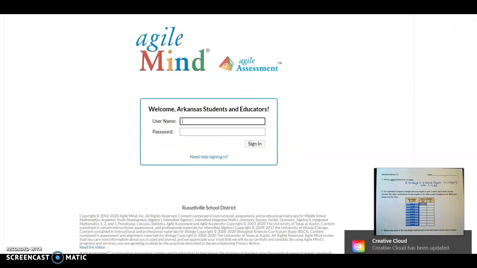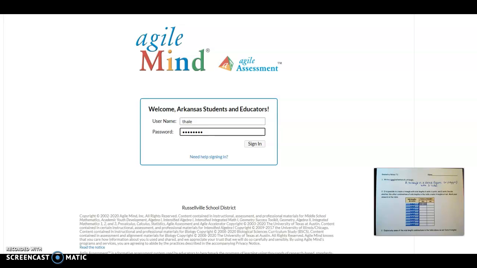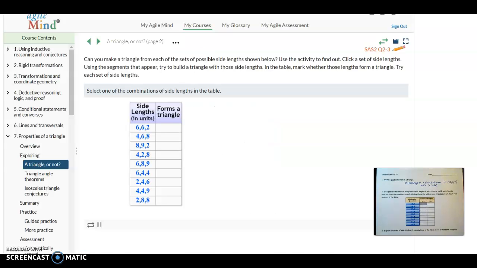But you will need to go to russellville.agilemind.com. And remember, Agile does not have a D in it. And then your username will be your first name, your last name, and 24 without any dots. First name, last name, 24, no dots. And it should be your RSD website. Your RSD password, I should say.